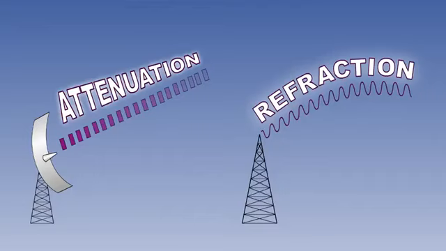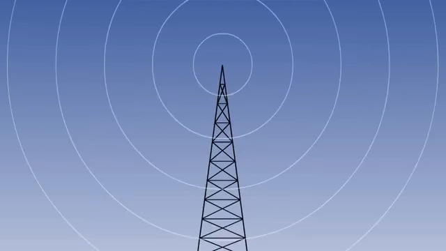These factors fall into two categories, namely attenuation, which is the weakening of the wave, and refraction, which is the bending of the wave. Attenuation occurs in several ways. As the wave travels further away from the transmitter, it simply becomes weaker, like the waves in a pond emanating from where a stone is thrown.